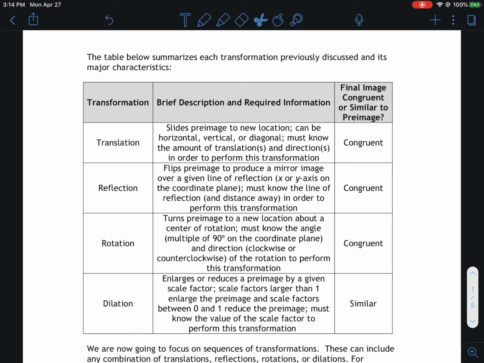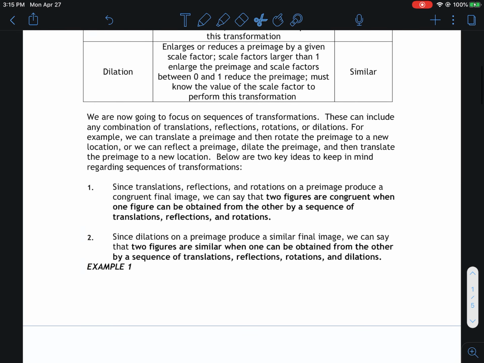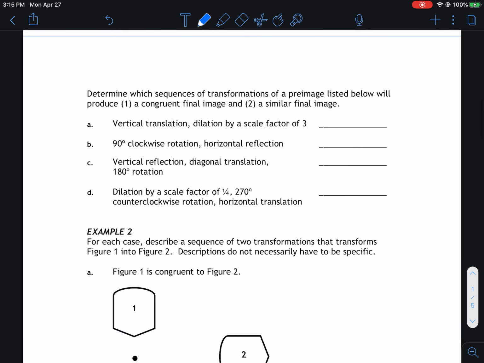And so this chart is important: if there is a translation, reflection, rotation, or a combination of any of those, the images remain congruent. So same size, same shape. However, if there is a dilation added, then it does become a similar figure because it's no longer the same size. So it is important, like I just said, that two figures are congruent when one figure can be obtained from the other by a sequence of translations, reflections, and rotations. However, if there is something with a dilation, which I'm going to highlight in a different color, that is what is going to change it from being congruent to similar.